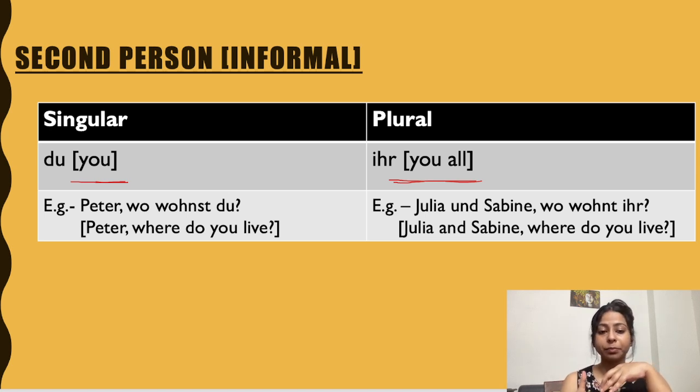Now please do remember, since the situation is informal, you will address the people's name by their first name. So for example, Peter, wo wohnst du? Peter, where do you live? And in plural we would say Julia und Sabina, wo wohnt ihr? Julia and Sabina, where do you live? So here it's more than one person, and hence we are using the personal pronoun ihr.